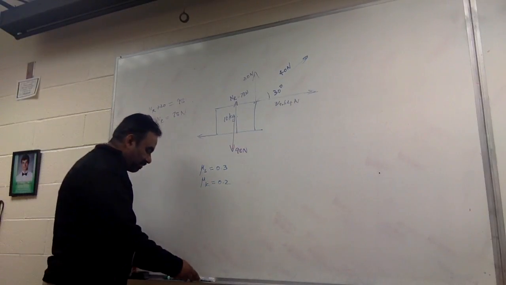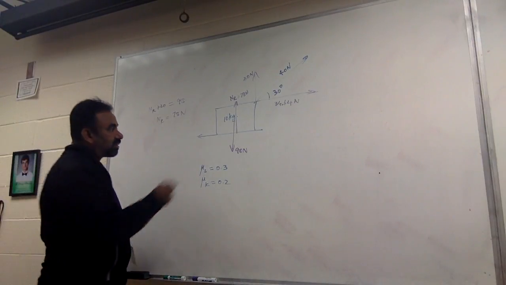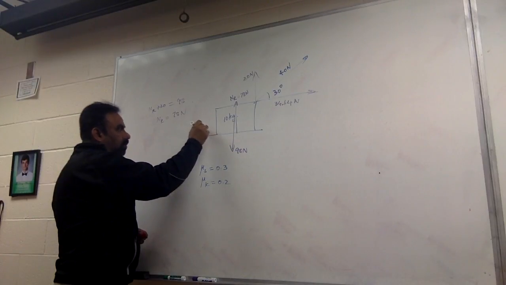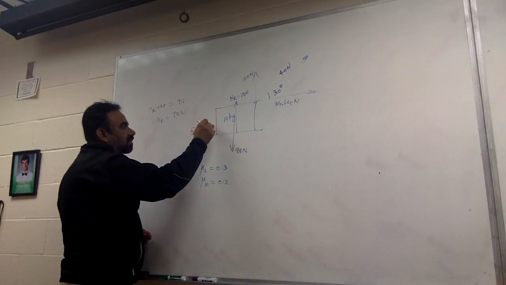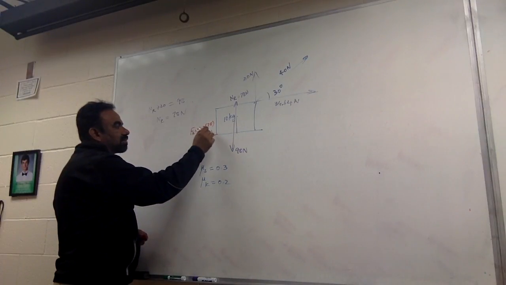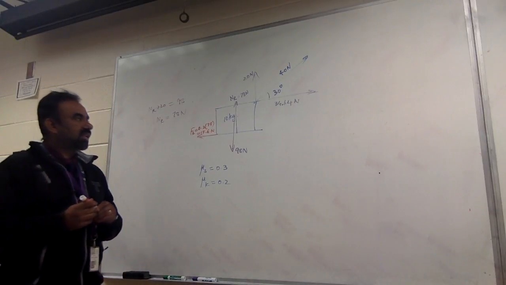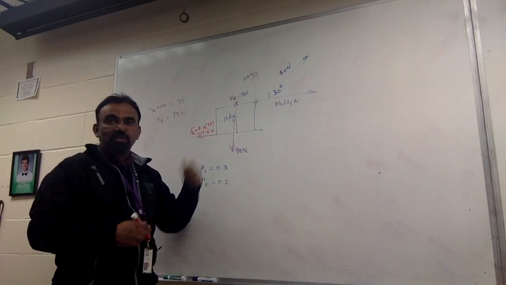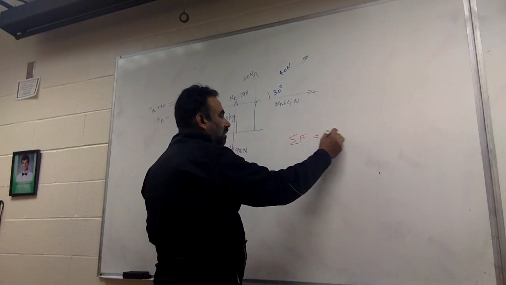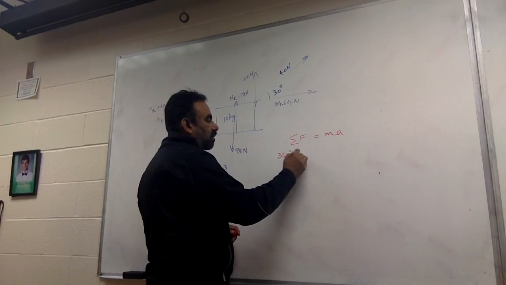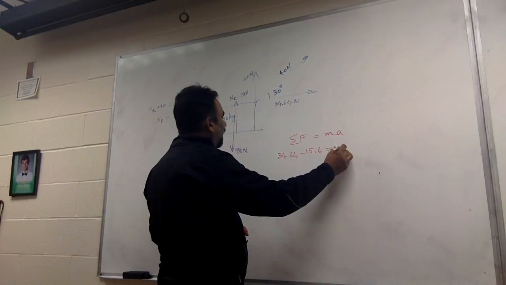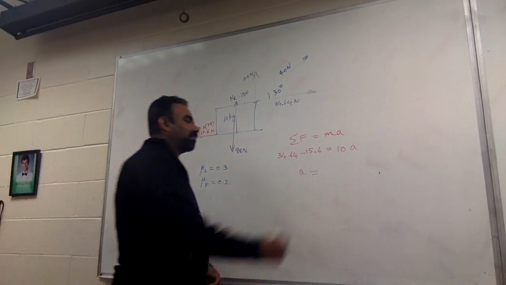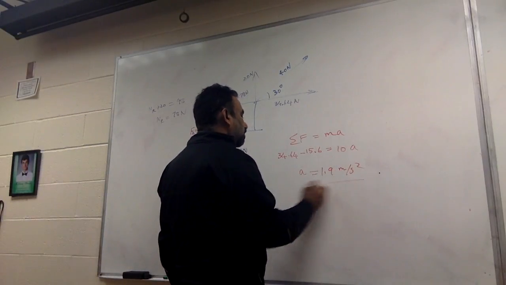How much is the friction here? Kinetic friction is 0.2 times 78, which is 15.6. Now look at the two forces which are acting horizontally on the object. One is 34.64 forward, the other is 15.6 backward. So the net force is equal to MA. So 34.64 minus 15.6 is equal to 10A. So acceleration is 1.9 meters per second squared.